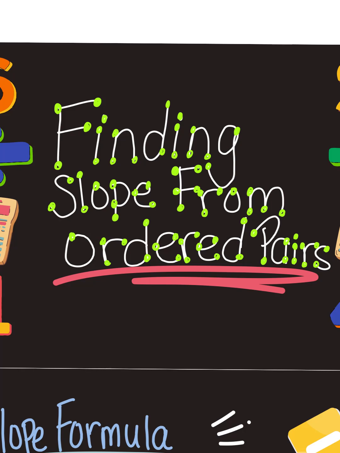All right, so our lesson today is called Finding Slope from Ordered Pairs. Specifically, we're going to use something called the slope formula. Slope formula is not the same as slope-intercept form. They sound the same and they have some similarities, but the slope formula is a formula that we use to find the slope of ordered pairs.